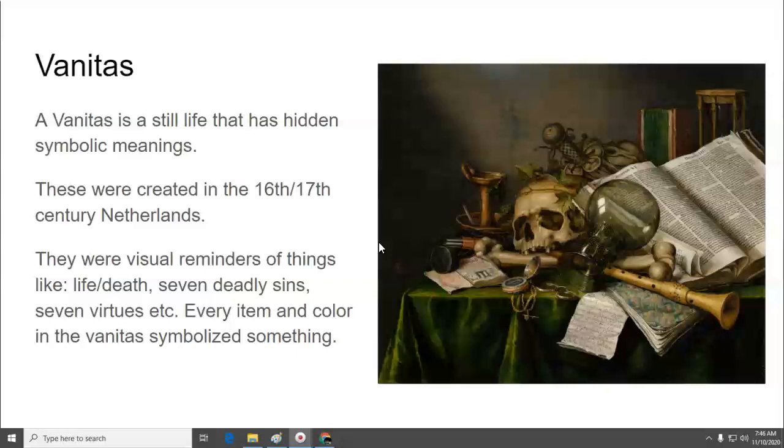So every item and color in the Vanitas symbolized something. And if you look at this one, there is a book and a spilled, tipped over kind of vase. You have some music. You have another skull. You have part of a bone. There's a pocket watch, some eyeglasses, all sorts of things.